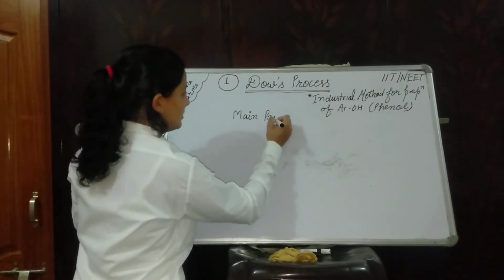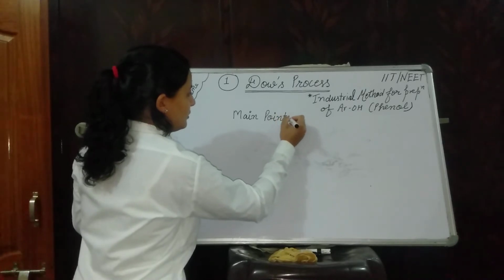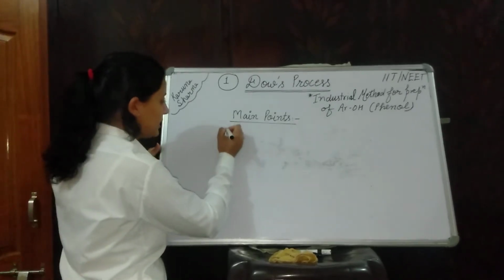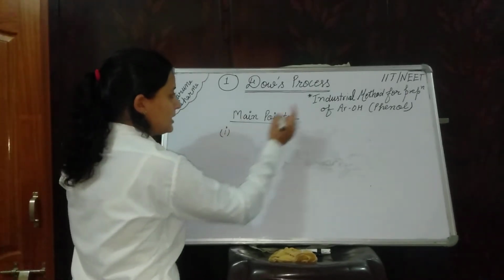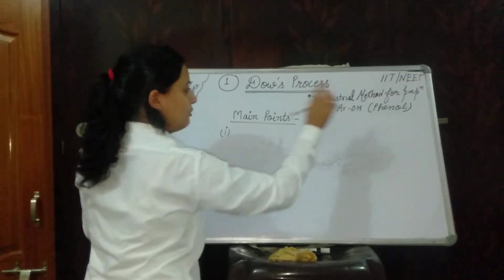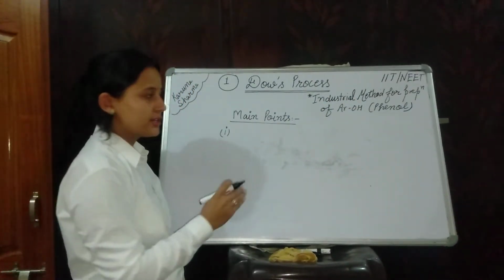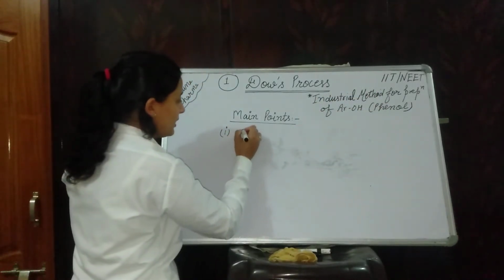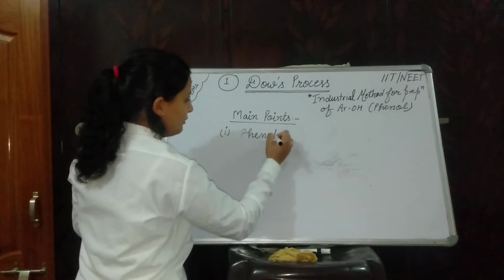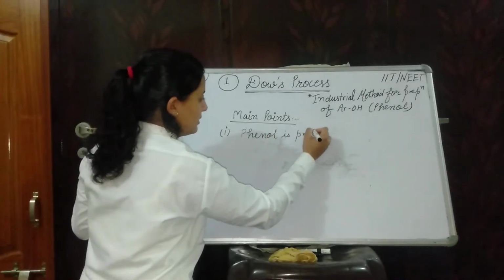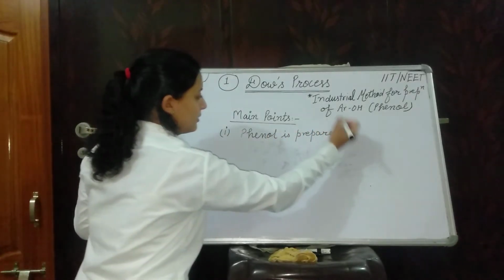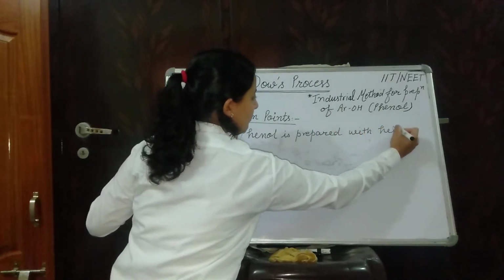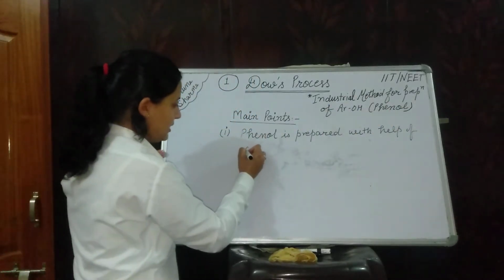Main points. You should note down. The very first main point of the reaction: this is an industrial method for preparation of phenol. That means in this reaction we have to prepare phenol with the help of chlorobenzene.